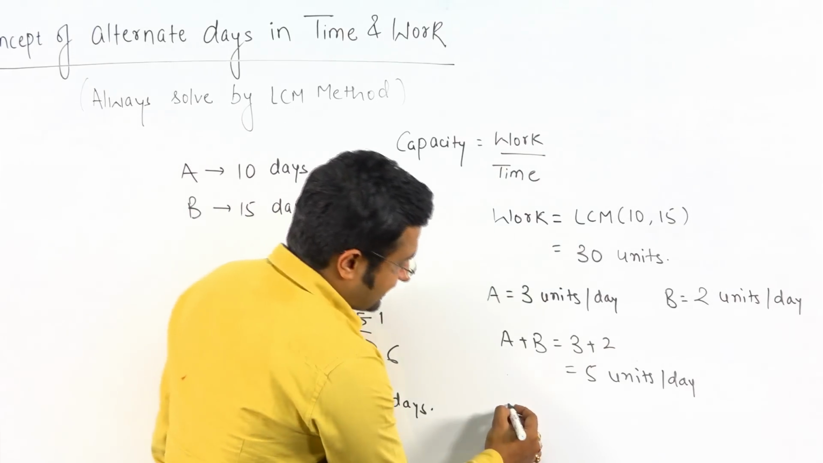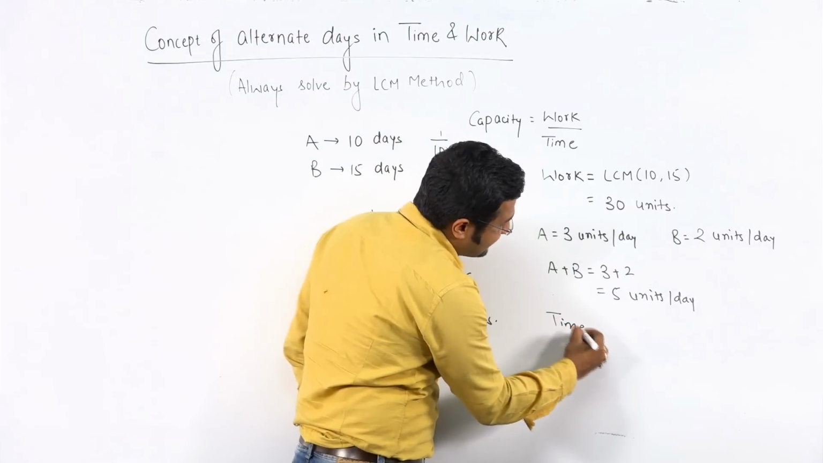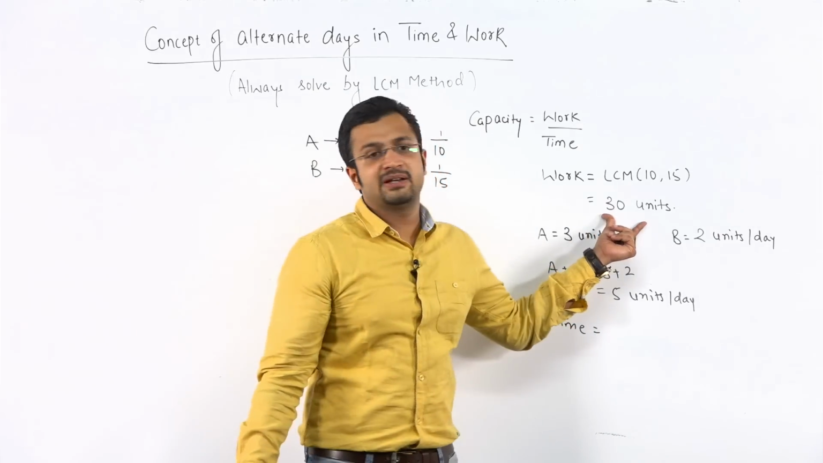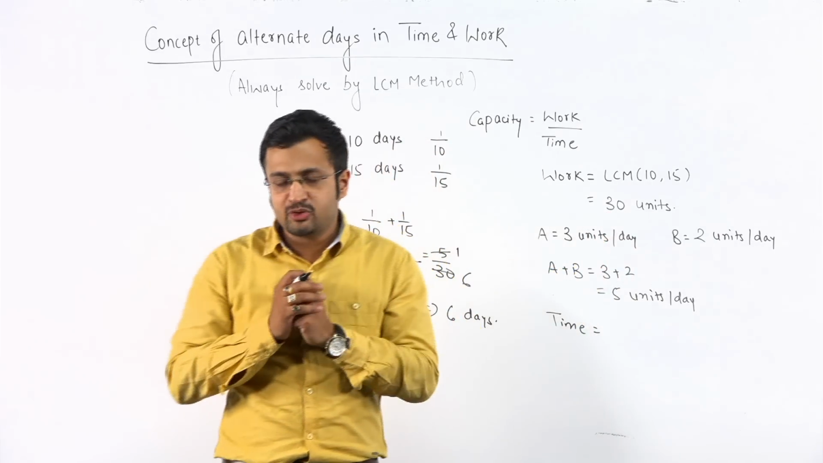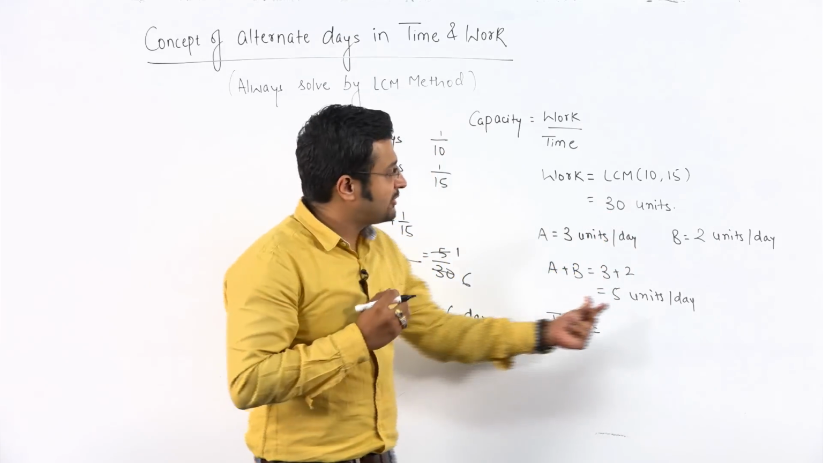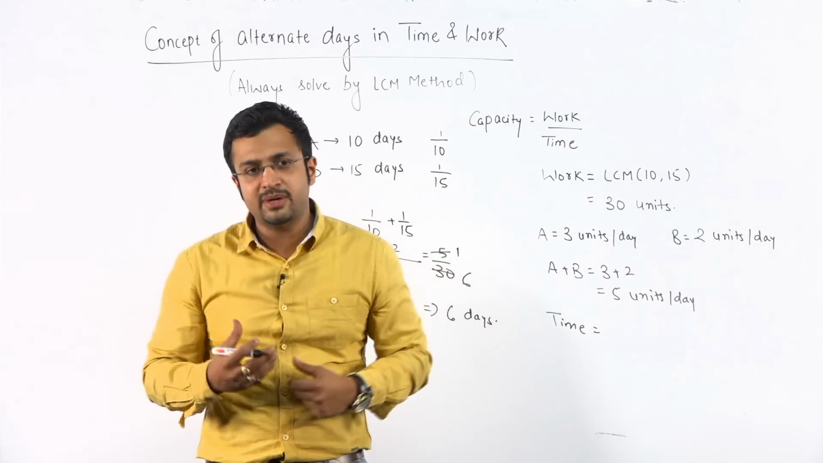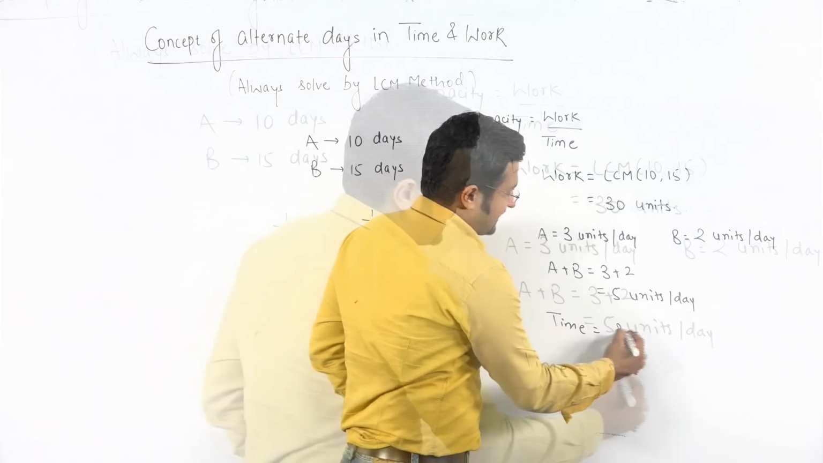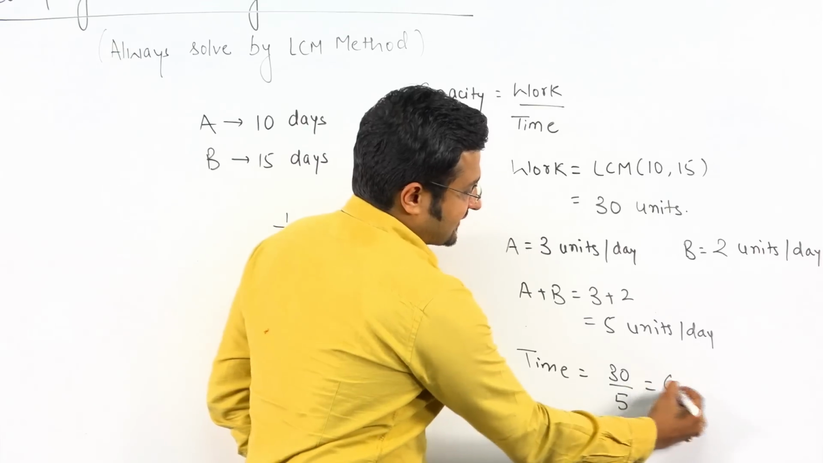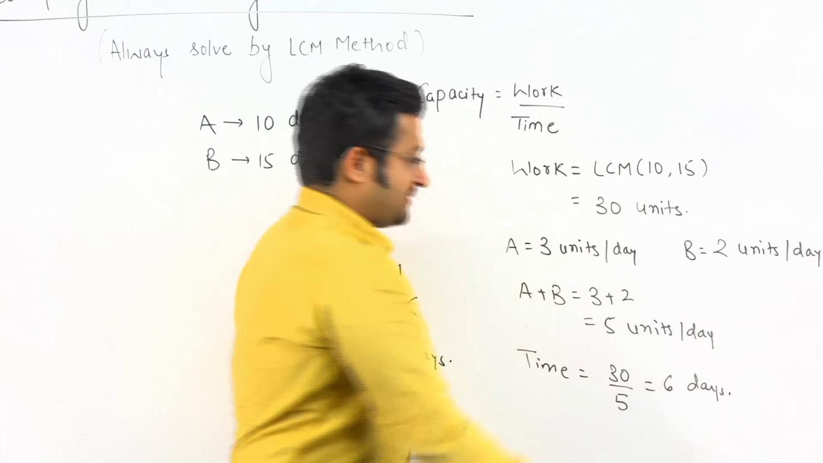That means the time taken to complete the work. वर्क कितना है हमारे पास? What is the amount of work? 30 units. 30 units और per day वो कर रहे हैं 5 units. That means they will take how many days? We can say 30 upon 5. They will take 6 days to complete the work.